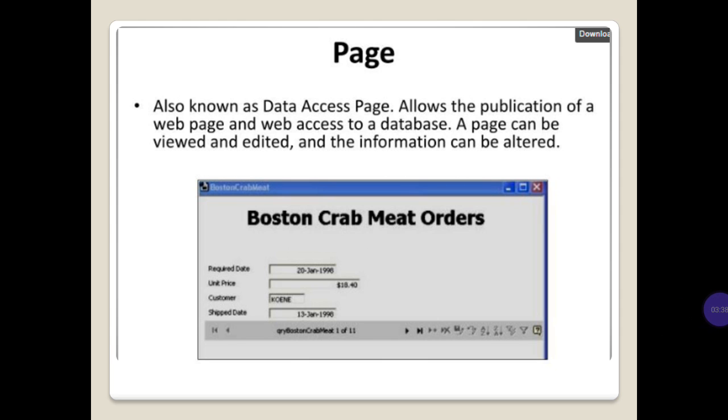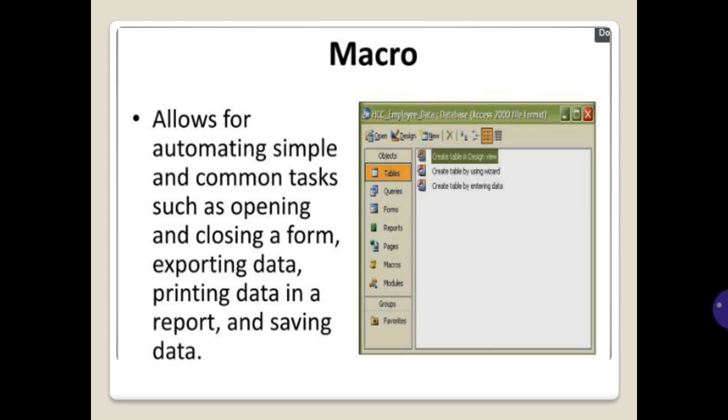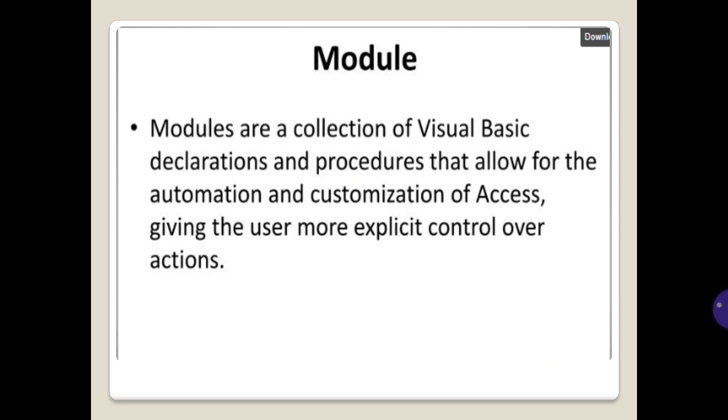A page, also known as a data access page, allows the publication of a web page and web access to a database. A page can be viewed and edited, and the information can be altered. Macro allows for automating simple and common tasks such as opening and closing a form, exporting data, printing data in a report, and saving data. Modules are a collection of Visual Basic declarations and procedures that allow for the automation and customization of Access, giving the user more explicit control over actions.